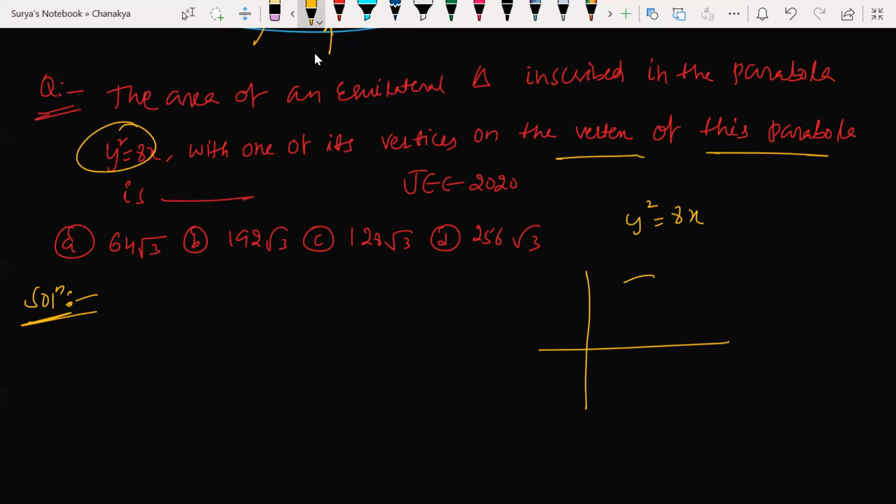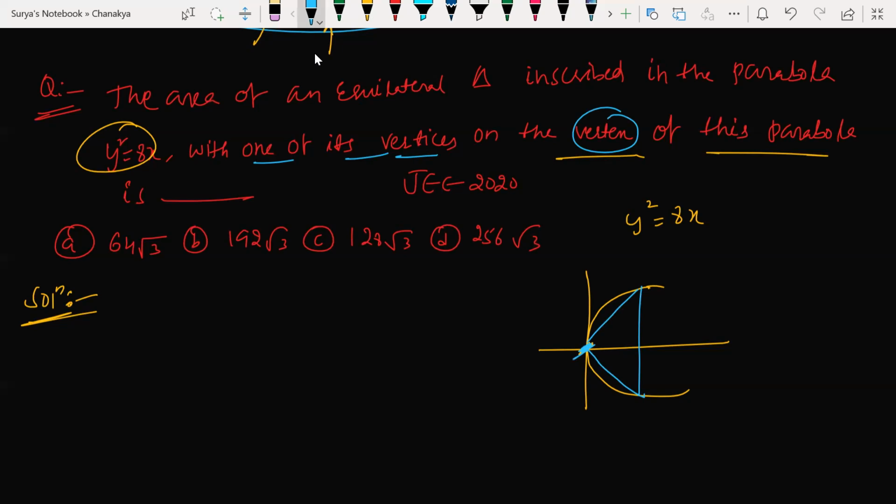Am I correct? This is the parabola which I have here. Getting my point? He has given an equilateral triangle with one of its vertices on the vertex of the parabola. So one vertex is here. This is my vertex. Am I correct? So one vertex would be here and the other vertices would be like this.